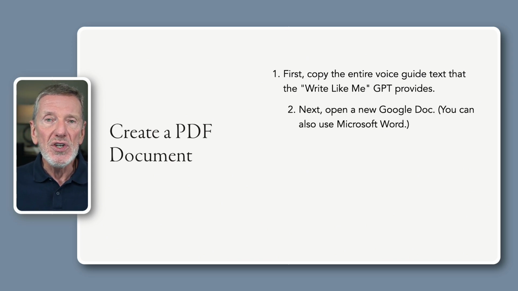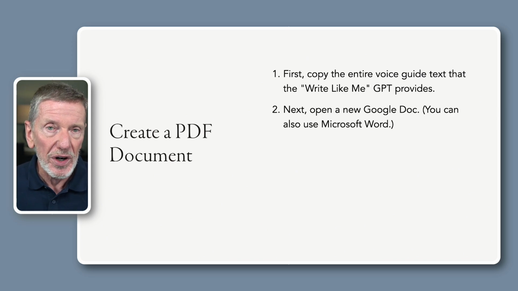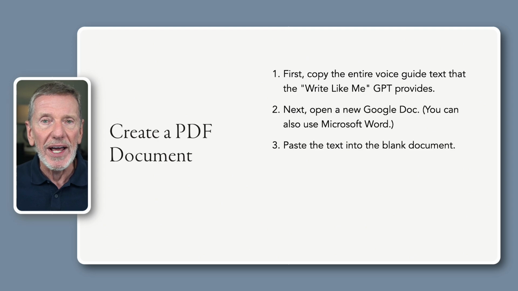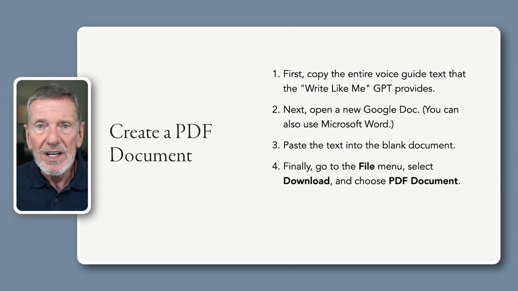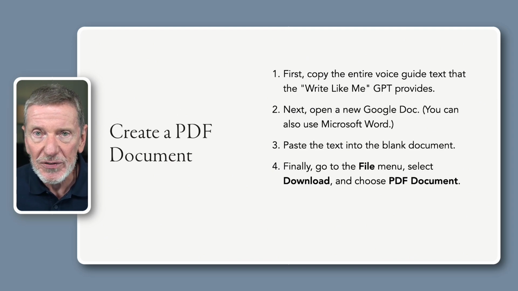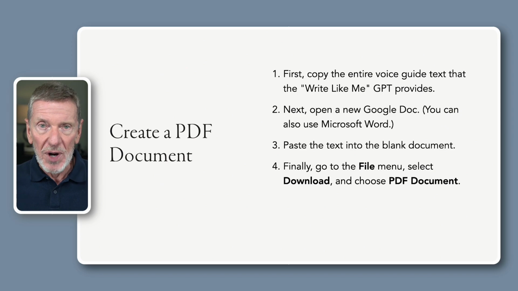Next, open a new Google Doc. You can use Word if you want to. I use Google Docs. Then number 3, paste the text into the blank document. Finally, go to the File menu, select Download, and choose PDF Document. Now, this is going to be slightly different for Microsoft Word or some other word processor. Save that PDF to a dedicated folder on your computer. Now, you have a permanent, reusable asset that captures your unique voice.